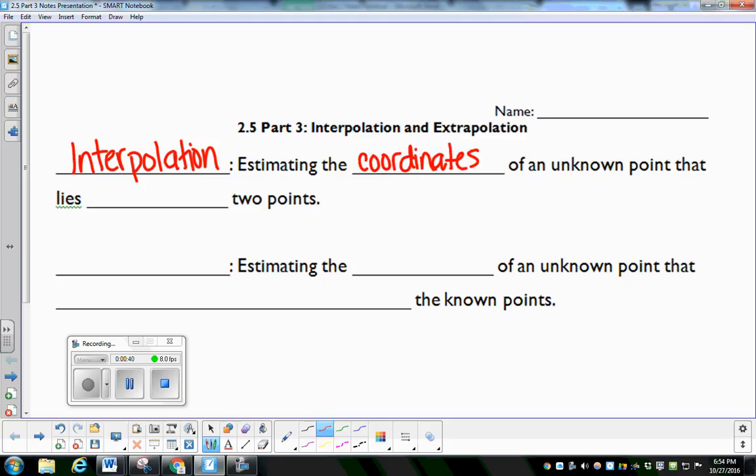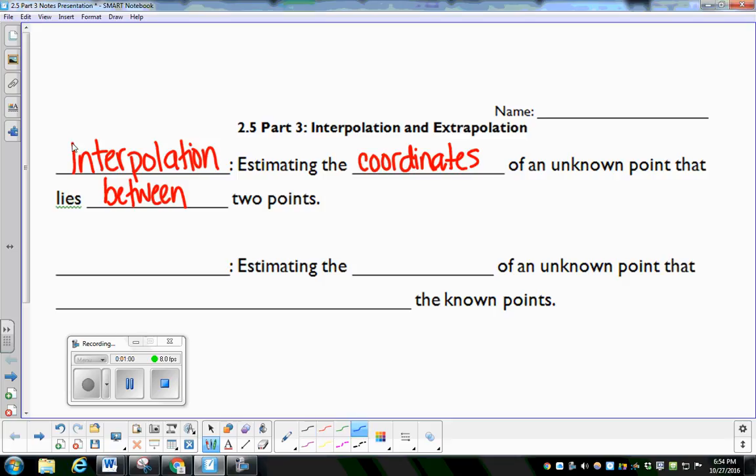of an unknown point that lies between 2 points. So the way you can remember interpolation, it's kind of within our data set. We have data on either side of that point, so we're estimating something in between those two parts of data. That's interpolation. It's within the data.